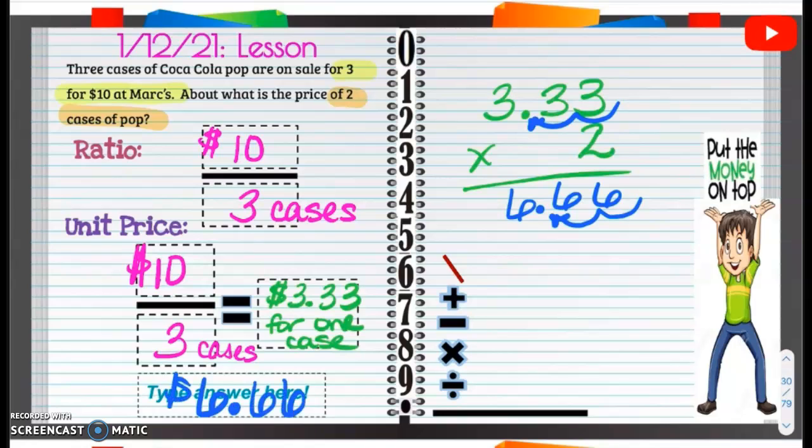$6.66. And that is going to be for 2 cases. So you can put that, and that is going to be our answer. So $6.66 for 2 cases. As long as you have that $6.66, that is absolutely fine. And that is going to be it for our lesson. Great job.